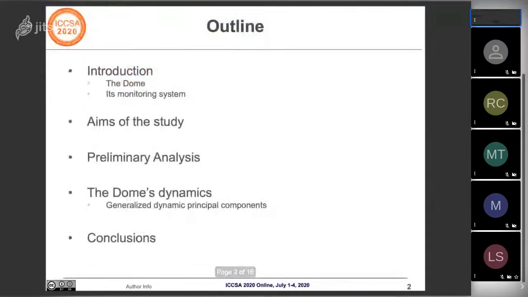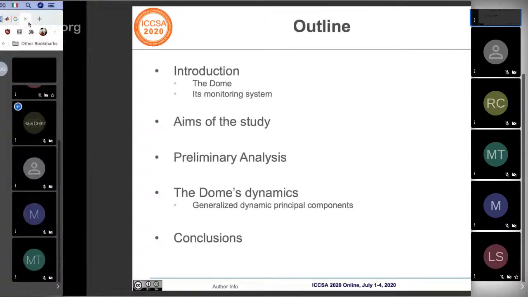This is the outline of my talk. I will give an introduction about the Santa Maria del Fiore dome and its monitoring system. Then I will explain what the aims of our study are. And I will briefly go through the preliminary analysis to focus on how we model the dome's dynamics, and then I will report our major conclusions.